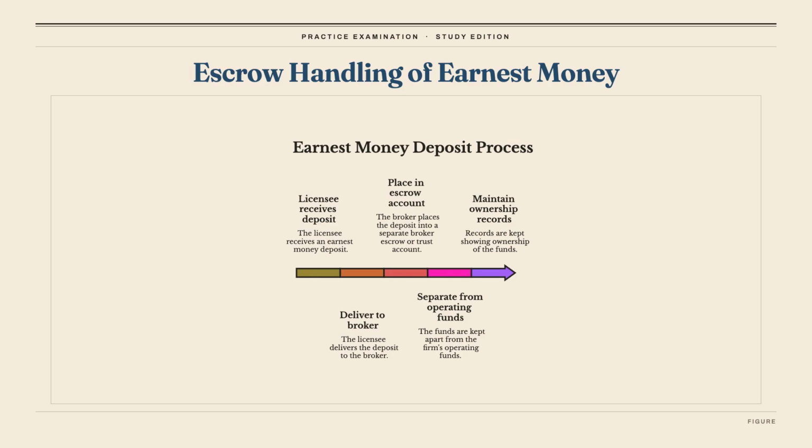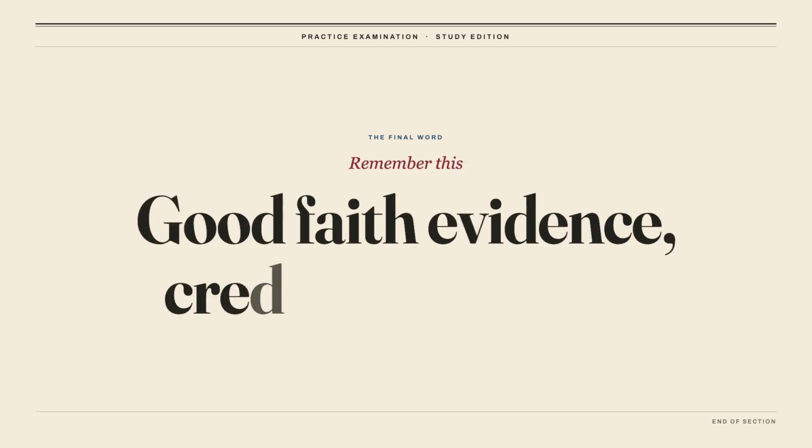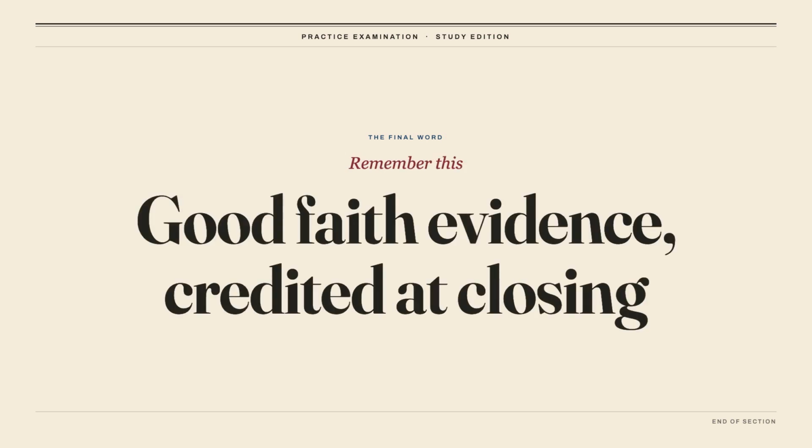The deposit must go into the broker's escrow or trust account, kept separate from operating funds, with records showing whose money it is, and a licensee must deliver it to a broker rather than holding or spending it herself. An option payment buys the right to walk away and is usually non-refundable, while earnest money returns if a contingency fails. And equitable title shifts to the buyer the moment the contract is enforceable, regardless of the deposit size.